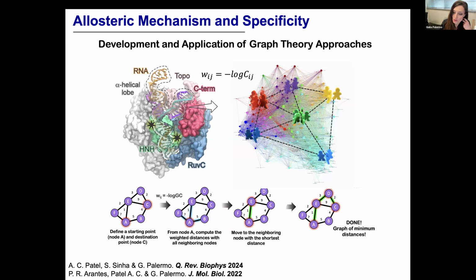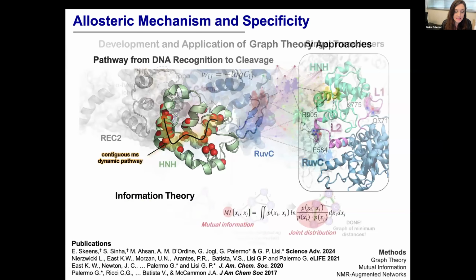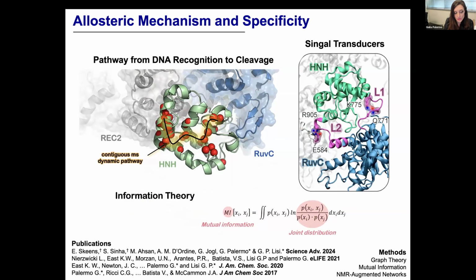And this is what we have been doing in collaboration with George. We had several papers in collaboration with George. In particular, we wanted to characterize the shortest routes of information transfer between the sites of DNA recognition and the sites of DNA cleavage. Our shortest pathways overlapped with residues that were observed via CPMG relaxation dispersion to be particularly prone to transfer the allosteric signaling.